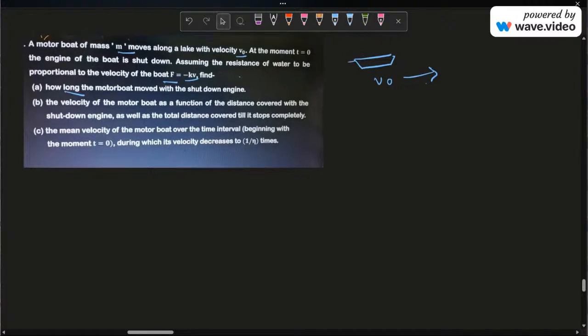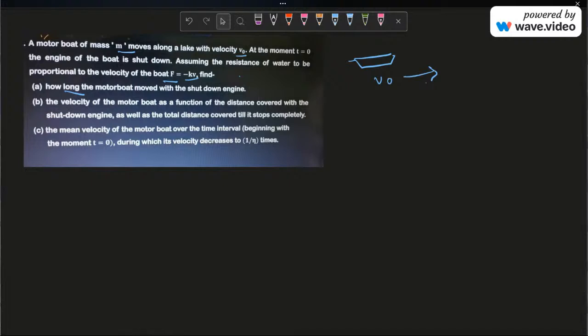A motorboat of mass m moves along a lake with velocity v naught at time t equal to 0. The engine of the boat is shut down at time t equal to 0. So it is quite evident that this scenario can be possible, and there is nothing wrong in this question. Assuming the resistance of the water to be proportional to the velocity, F is equal to minus kv.